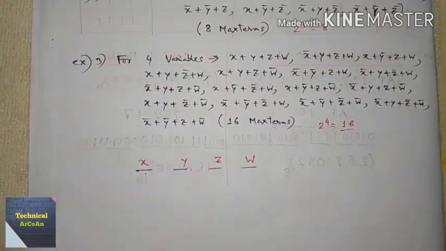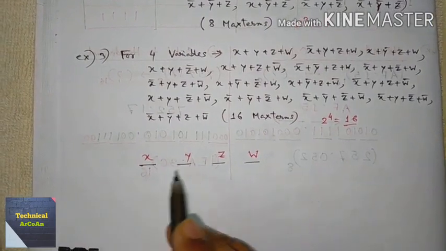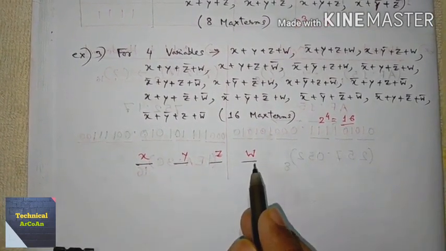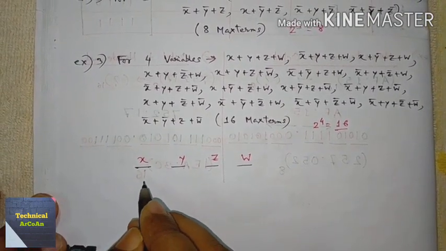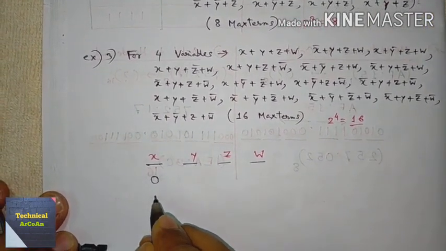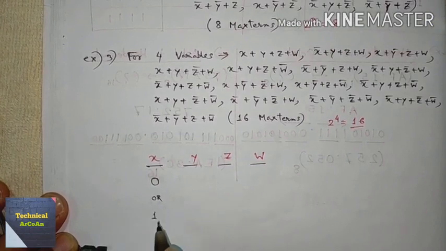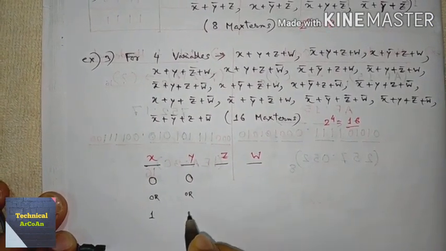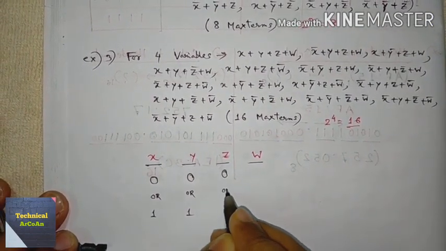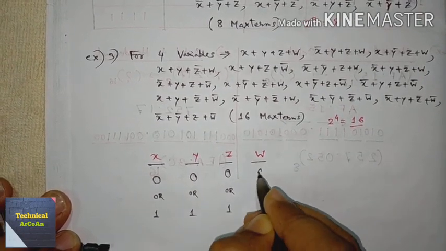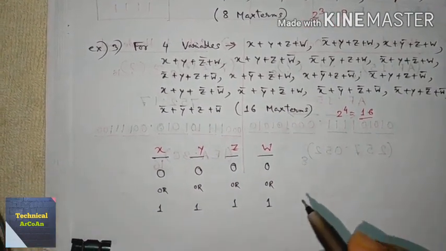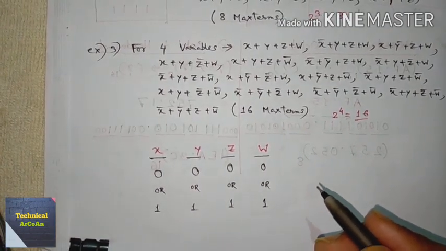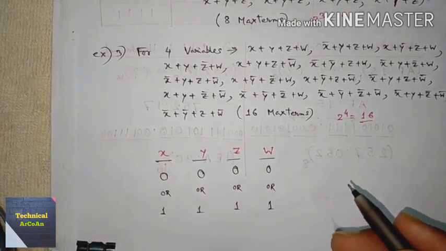Okay, now consider these four variables: x, y, z, w. Each and every variable can only have two values. What is that? Either 0 or 1. For y either 0 or 1, for z also either 0 or 1, for w also either 0 or 1. Means as far as min term or max term is concerned, the variable value is either 0 or 1.